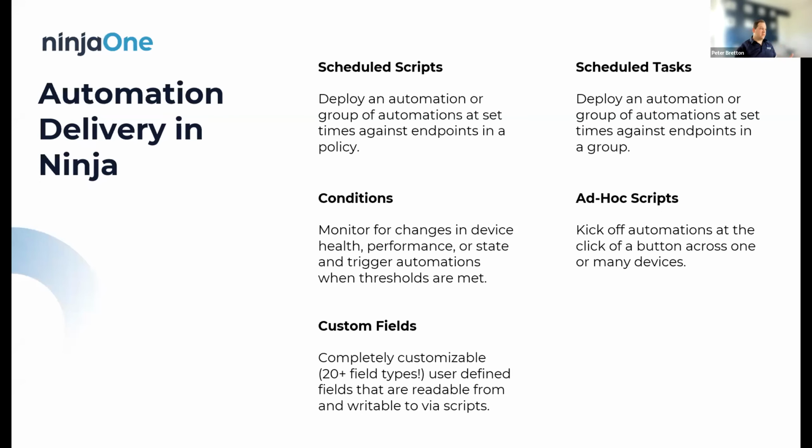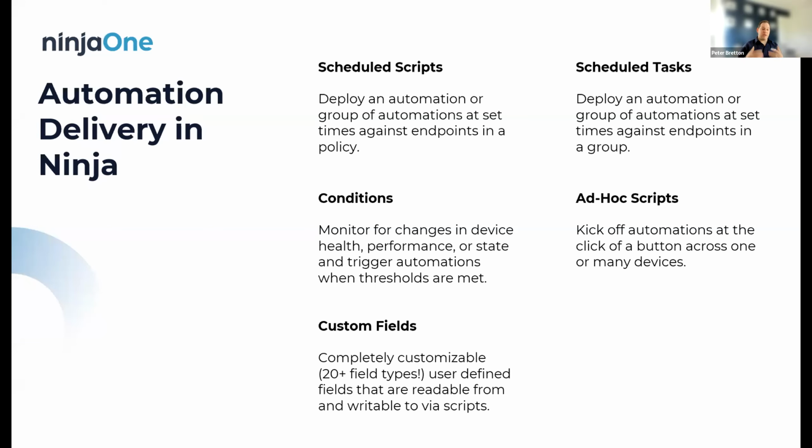We have a couple ways to deliver automations in Ninja. The first is scheduled scripts. If you're an existing customer of Ninja, you know that's part of our policies. These are used to deploy automations or groups of automations at set times via a policy. We also have scheduled tasks, which are very similar to scheduled scripts, but instead of using the policy framework, you can deploy them to a group of endpoints regardless of their policy.